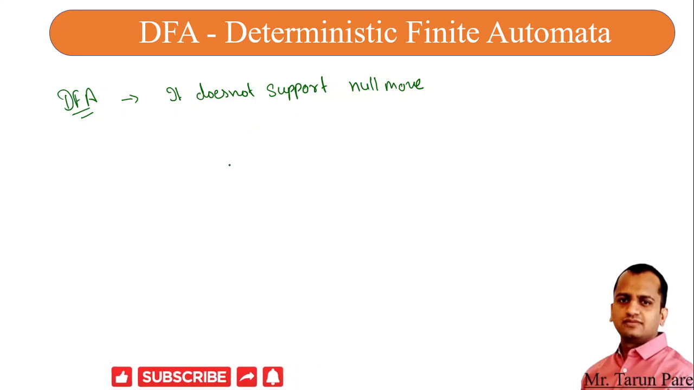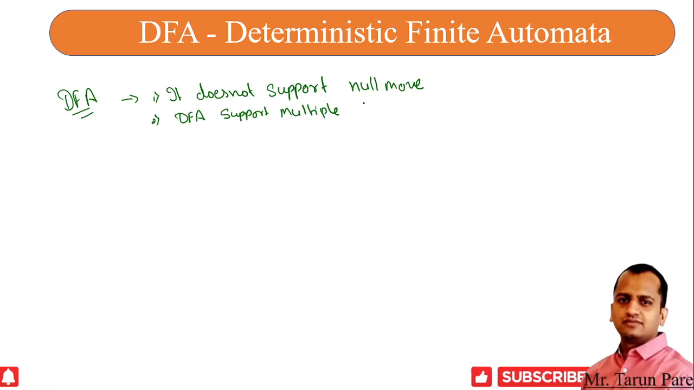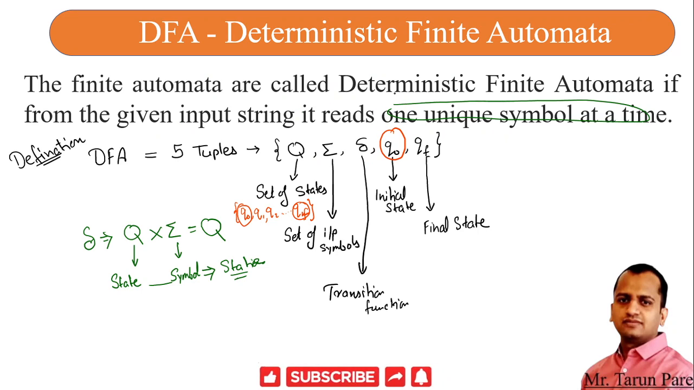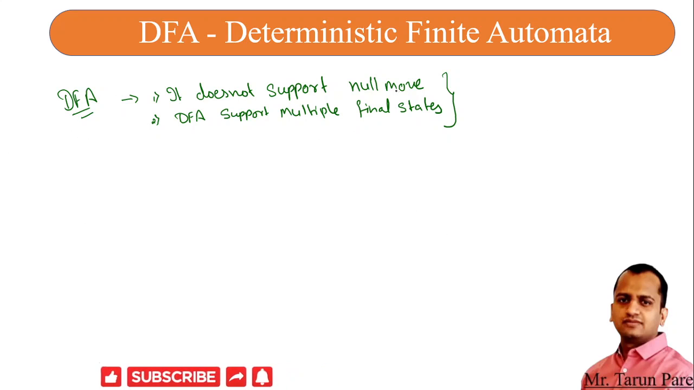And one point is, DFA supports multiple final states. So these are the points which you have to note: it reads one unique symbol at a time, it does not support null move, and it supports multiple final states. So this is the basic concept of DFA.